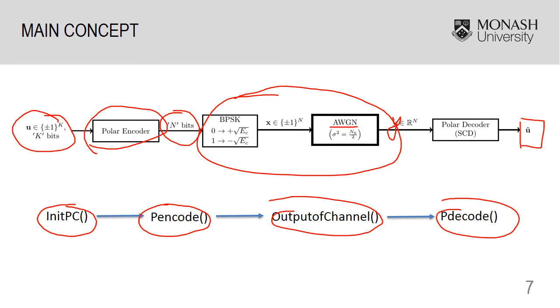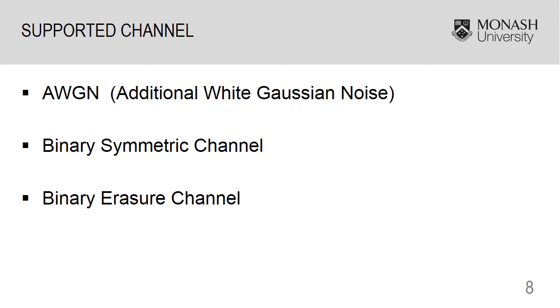and P decode. For this project, there will be three predefined supported channels. The first channel is the AWGN channel, which is the additive white Gaussian noise channel. The second channel is the binary symmetric channel, and the third channel is the binary erasure channel. The user can modify the code to support more channels.